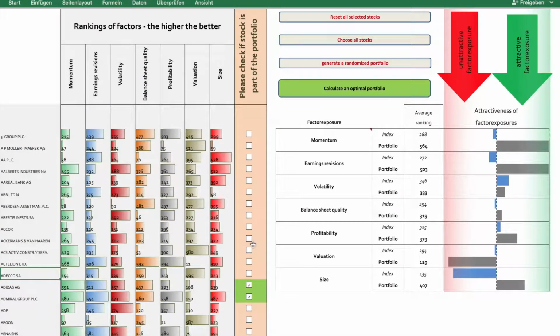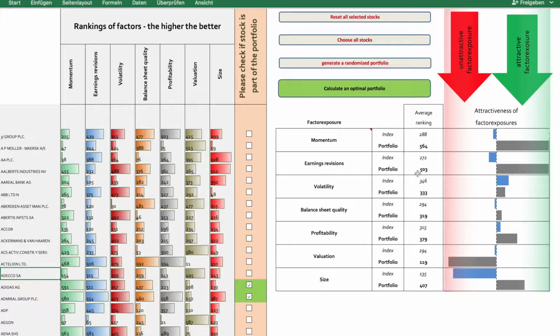So we can check the resulting factor exposure that comes out from that. When it comes to the momentum factor, basically by definition we have an attractive ranking. Actually, the average ranking now of the selected stocks is 564, which is pretty good. Also, when it comes to earnings revisions, the resulting factor exposure is quite attractive with an average ranking of 503. That's not really a surprise because momentum and earnings revisions are usually correlated when it comes to factor exposures.